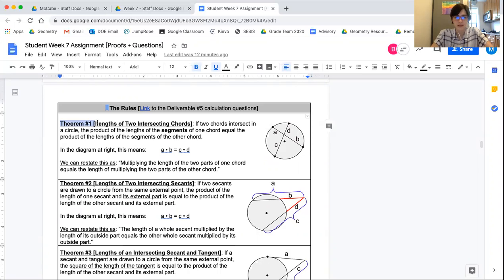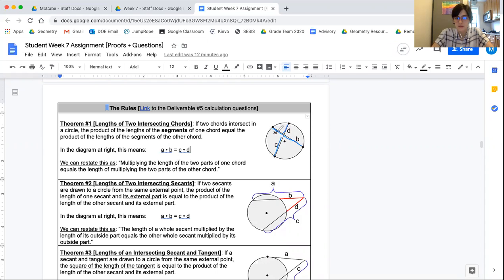Theorem 1 is about the lengths of 2 intersecting chords. Basically, here's a chord and here's a chord, and this is the theorem. A, that's this segment right here. Let me get my little pen. A times B, and that's like the length of A times the length of B equals the length of C times the length of D. That's what this is saying.